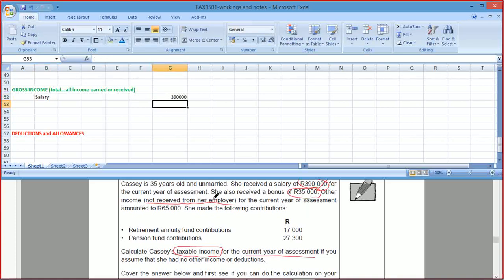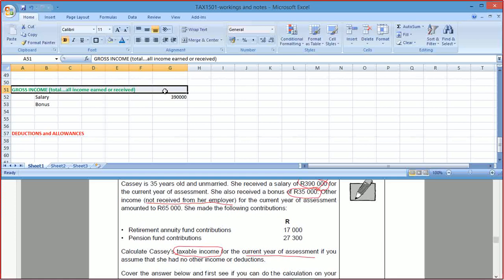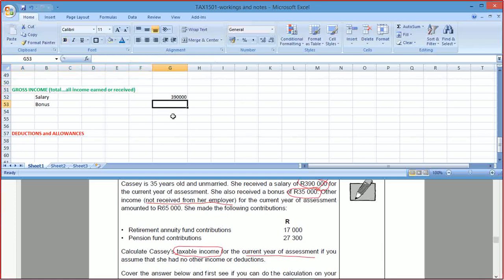Okay, then they say she also received a bonus. Is a bonus part of her gross income? Yes. Okay, gross income means everything she gets. Okay, other income not received by her employer for the current year of assessment amounted to 65. Is that part of her gross income? Yes. Definitely. Okay, gross means everything. Other income, we need to put in 65,000.